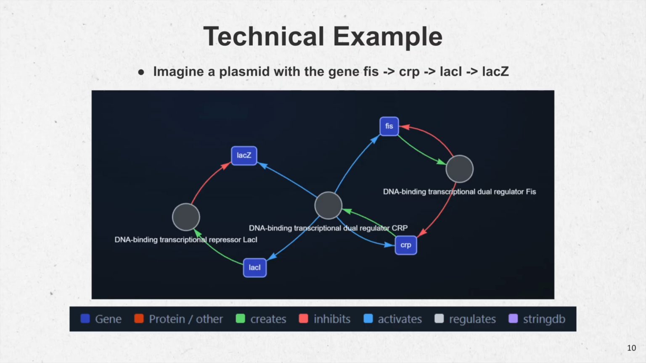And here's the technical example. This is our take on an oscillating circuit with the FIS, CRP, lacI, and lacZ proteins. As you can see here, the FIS and the CRP genes create an oscillating circuit, and we can use the lacI and the lacZ proteins to measure how this reaction is happening, since lacZ does break down lactose.